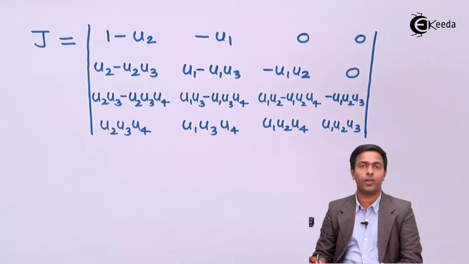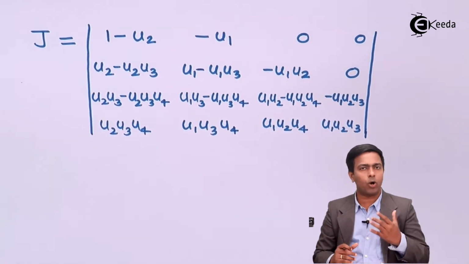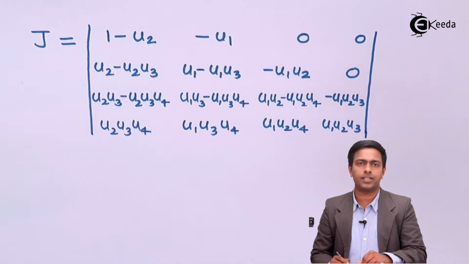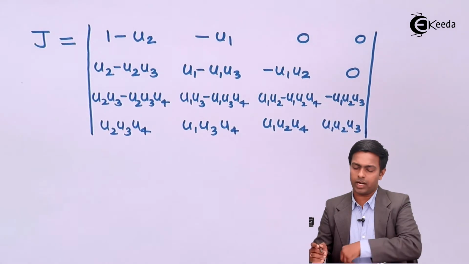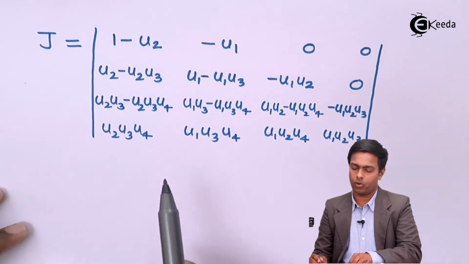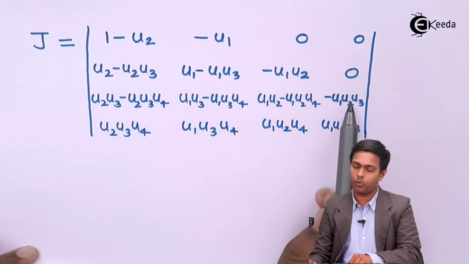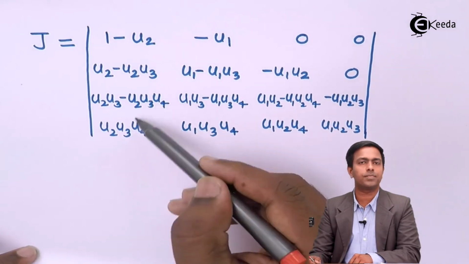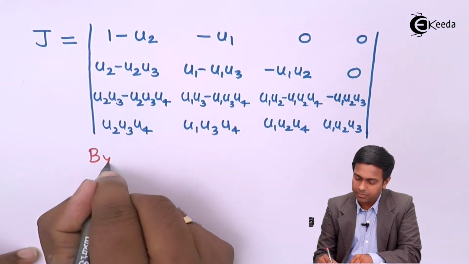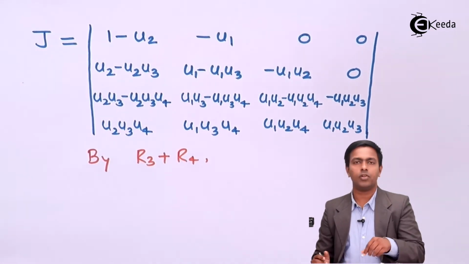Now we have to find the value of this. So instead of directly finding the determinant, I'll use the properties of the determinant so that we can reduce it and then we'll get the answer. So guys, here you can observe that in the third and fourth rows we have u2 u3 u4 common. Similarly u1 u3 u4, u1 u2 u4 and u1 u2 u3, and they're opposite in sign. So if I add these two rows, then we can cancel that term. So here I'll say by adding R4 with R3, let's see what we get.